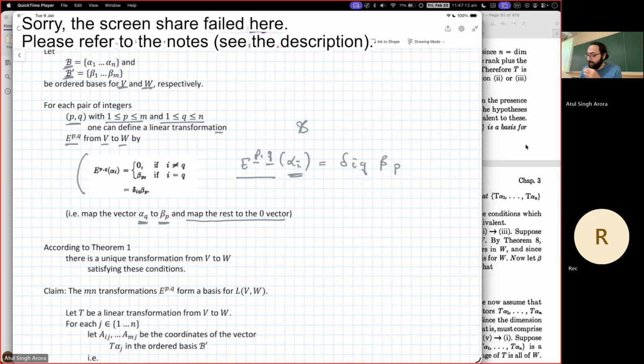All right. So let T be a linear transformation from V to W. For each j in 1 to n, let A_{ij} be the coordinates of the vector T alpha_j, T acting on alpha_j, in the ordered basis of W. So what does that mean? You take this vector T alpha_j and you express it as a linear combination of the basis in vector space W. Because T takes a vector in V and maps it to a vector in W. We already have a basis for W, so we can always expand any vector in the basis of W. Is that okay?